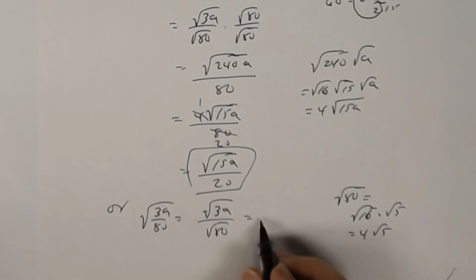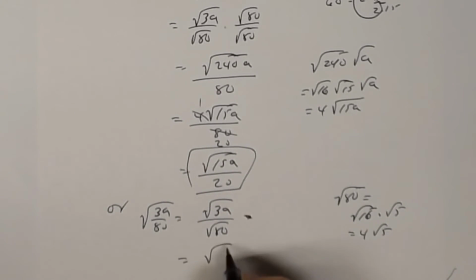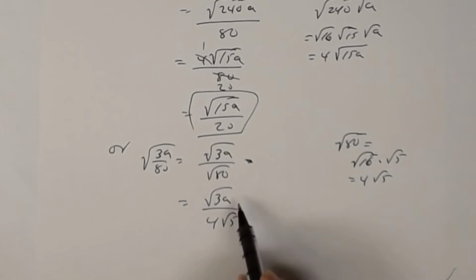So I get the square root of 3a divided by 4 square root of 5. And now let's go ahead and rationalize the denominator. So I'm going to multiply both numerator and denominator by that square root of 5.